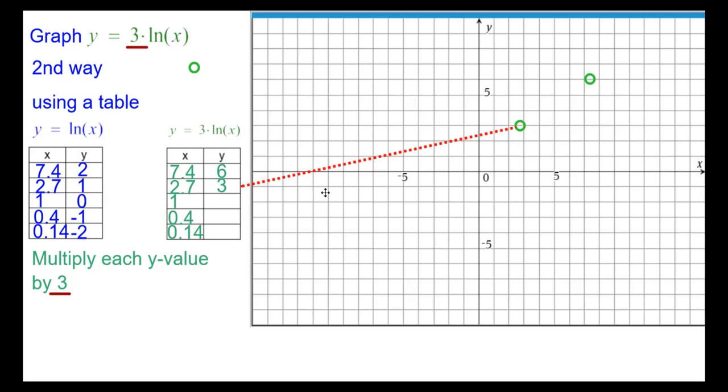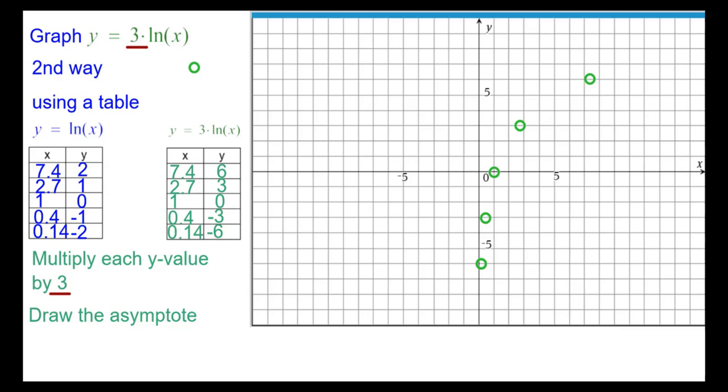So go ahead and finish the table, finish plotting the points. Press pause until you're done, and then resume when you're ready. Zero times 3 is 0, 1 comma 0. Negative 1 times 3 is negative 3, 0.4 comma negative 3. And negative 2 times 3, negative 6, 0.14 comma negative 6.